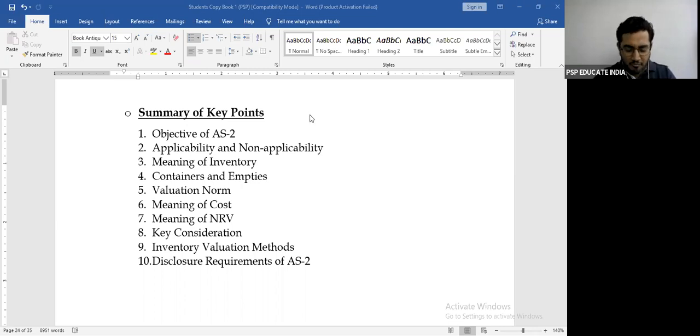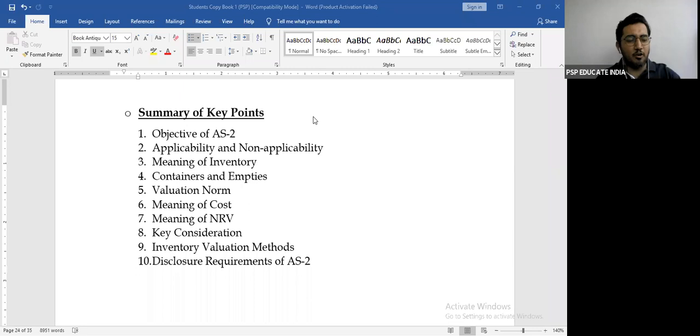What is the objective of Accounting Standard 2? There are two objectives. The first one is it will lay down principles for computation of value of inventory. Second, it will lay down the disclosure requirements for your Accounting Standard 2, that is valuation of inventory. So disclosure requirements, and it will lay down the principles for computing value of inventory.